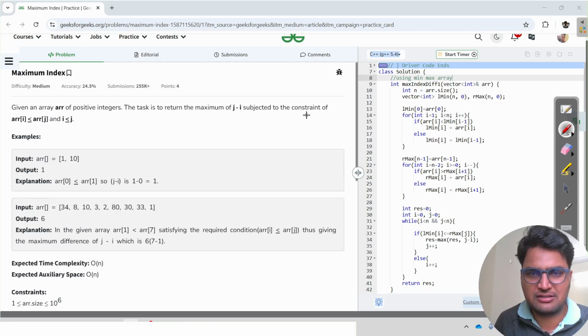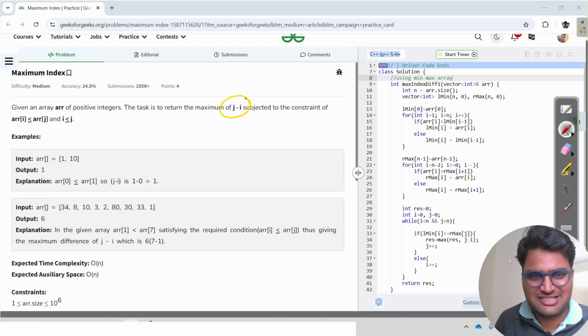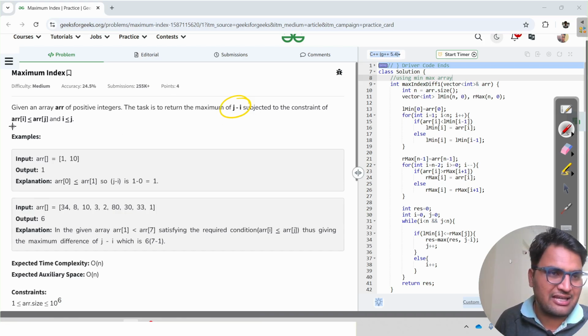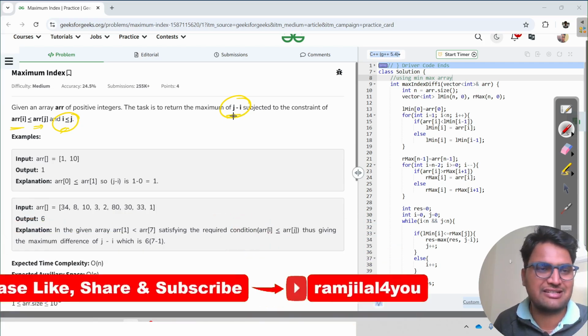Subject to the constraint that ARR of i should be less than or equal to ARR of j, and i must be less than or equal to j. So basically we have to find the maximum of j minus i, and the condition is ARR of i must be less than or equal to ARR of j, and i should be less than or equal to j. That is what the condition is, and we have to find the maximum of j minus i, right? So that is the question.